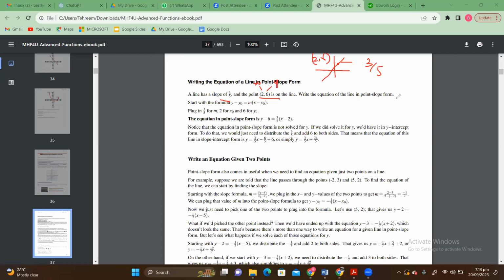Write the equation of the line in point slope form starting with the formula. So we know the formula for point slope form is y minus y naught is equal to m times x minus x naught. So m is given, 3 by 5.